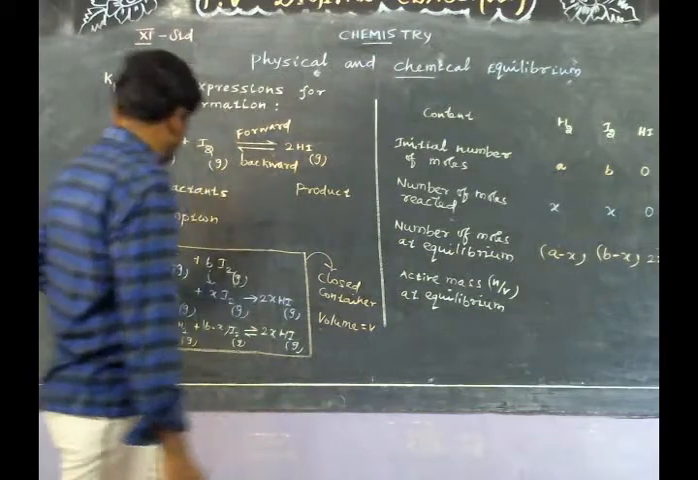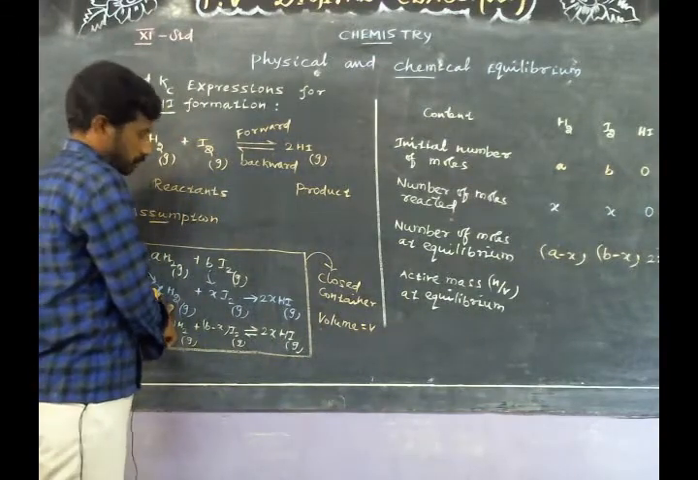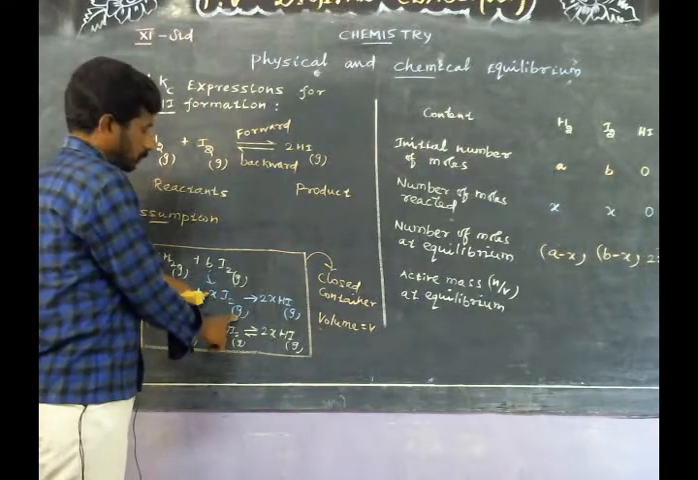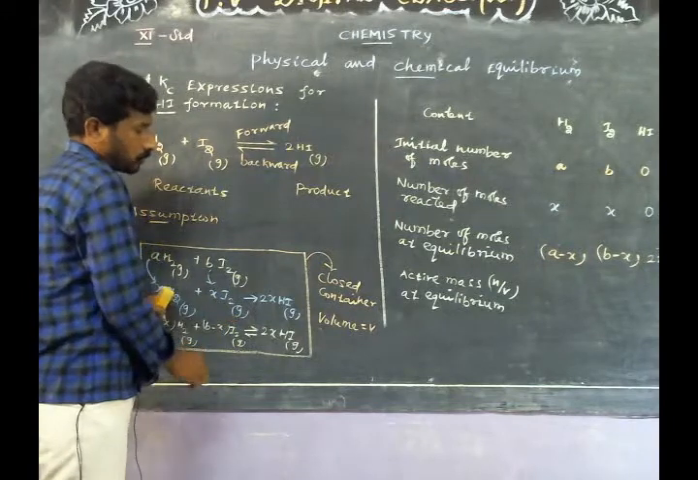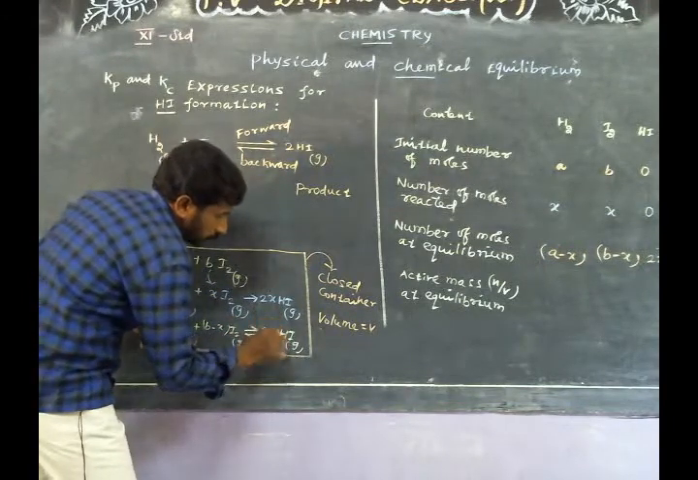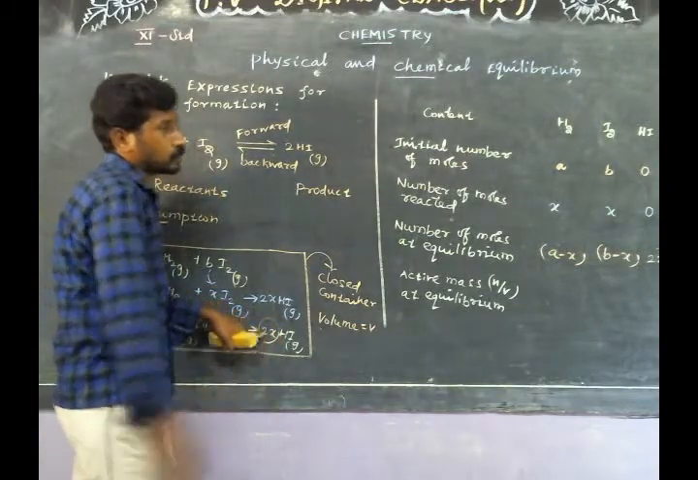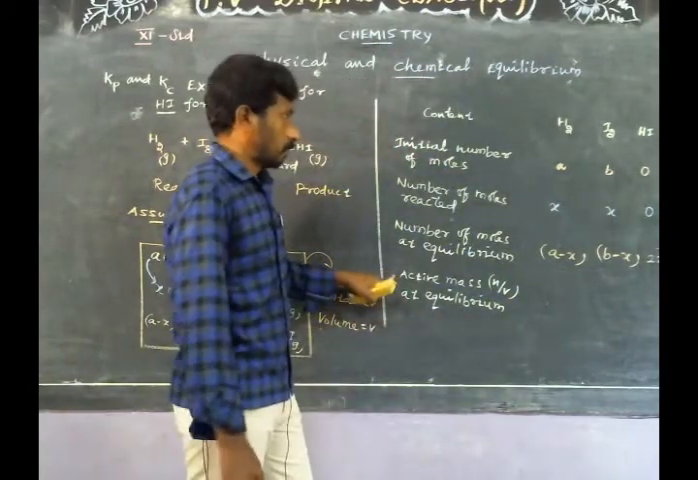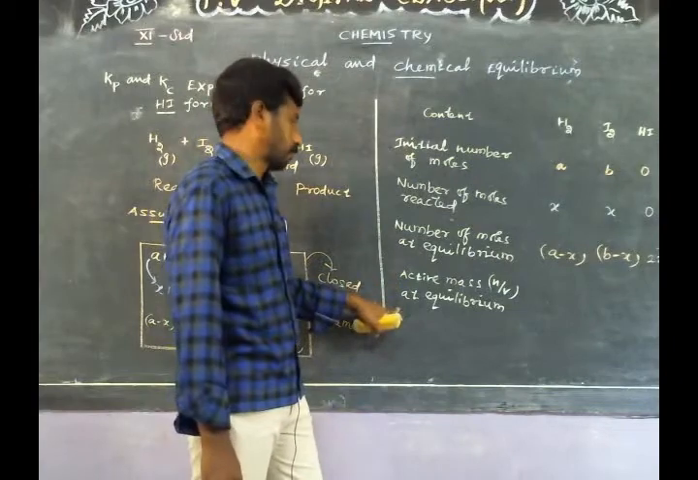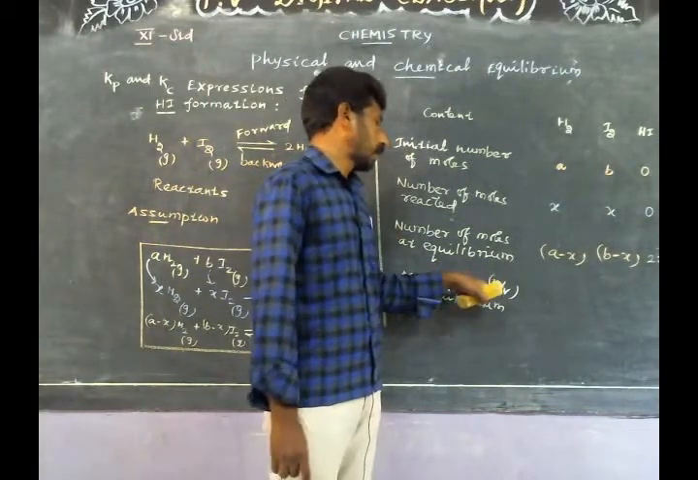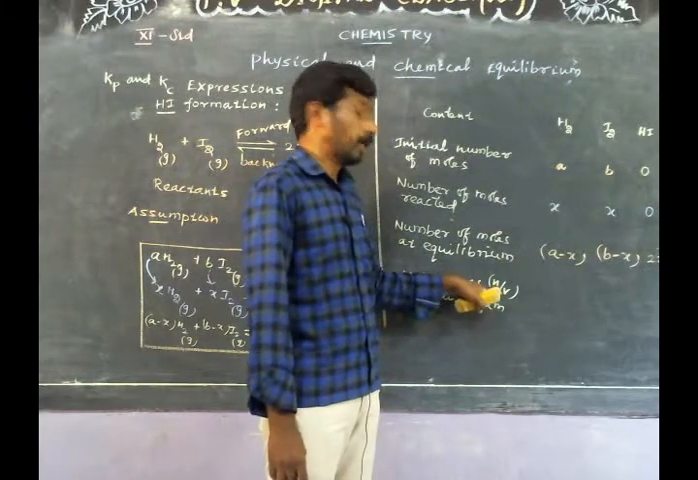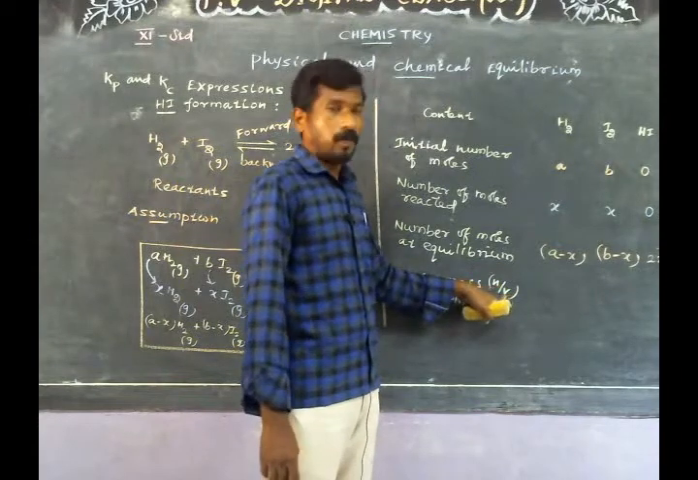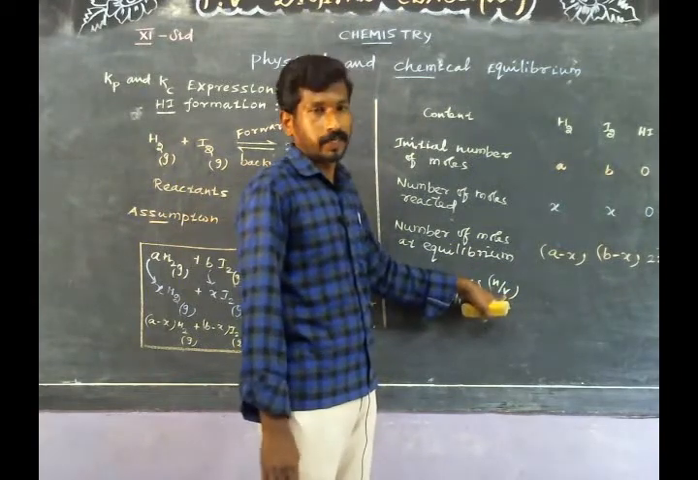Since x moles of hydrogen gas and x moles of iodine gas react with each other to form 2x moles of hydrogen iodide gas. Then active mass at equilibrium. Active mass is equal to n by V, where n represents number of moles at equilibrium, and V is volume of the container.